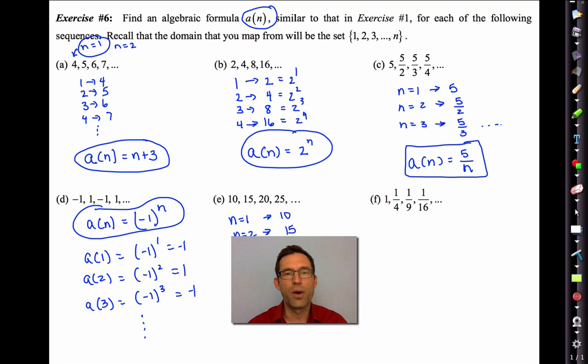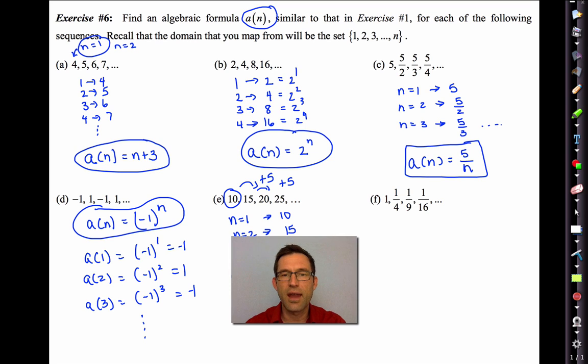Now, a lot of people want to say the following. A of n equals 10 plus 5 times n, right? Because you got your starting value, and then clearly these are going up by 5 each time. But the problem is then a of 1 would be 15, and a of 2 would be 20. So we're off a little bit there. We're 1 too high.